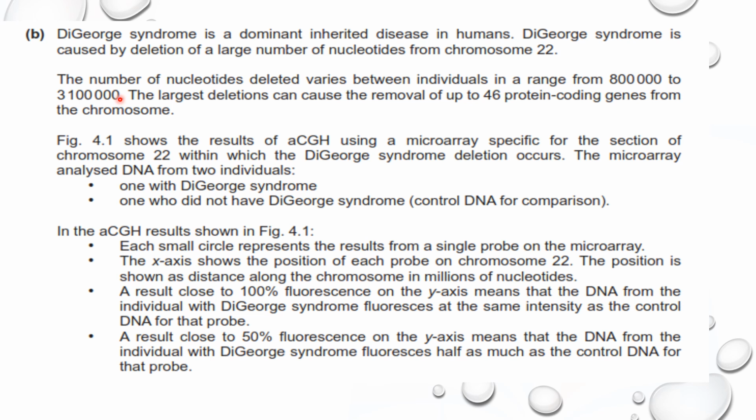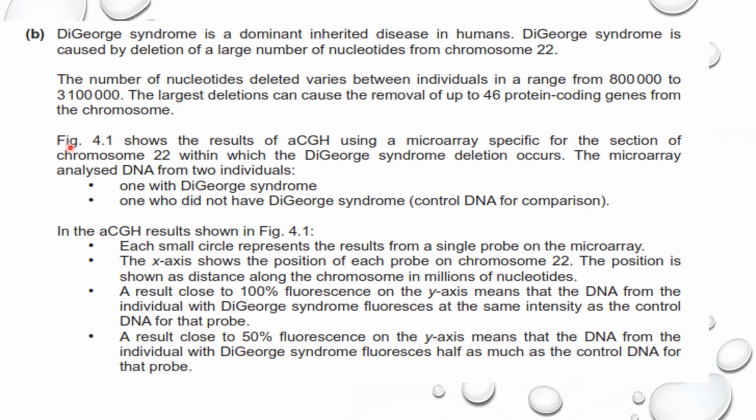Just as you are reading, you are thinking. The largest deletions can cause removal of up to 46 protein coding genes from the chromosome. So the more deletions, the more genes removed, so the more characteristics lost. All right, more proteins cannot be made.